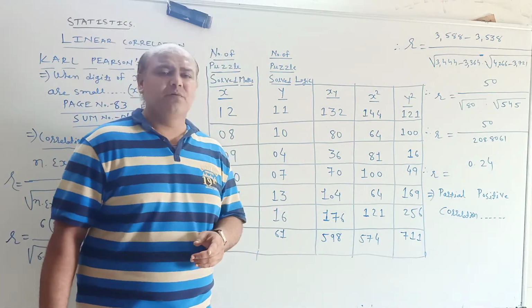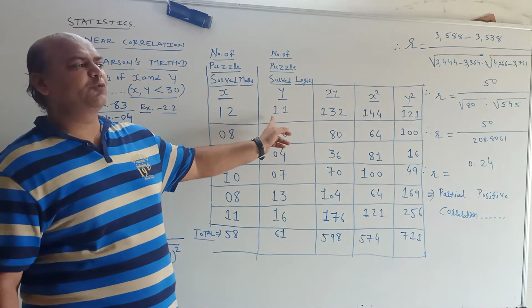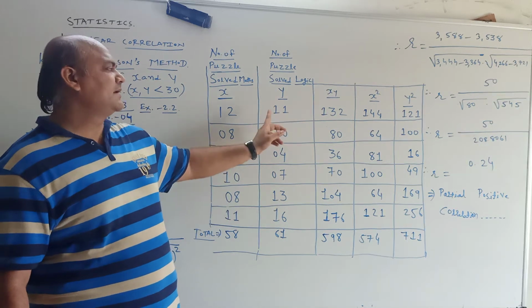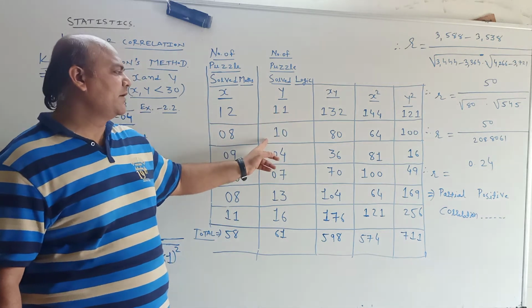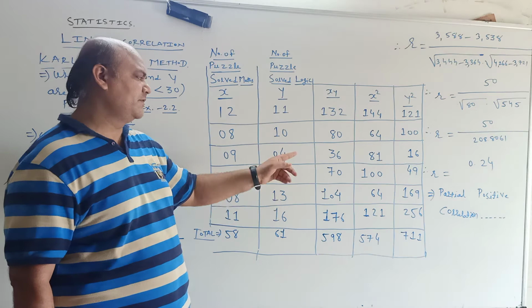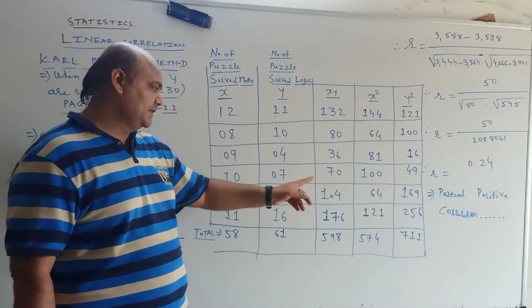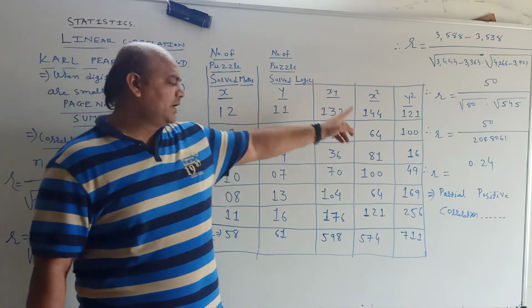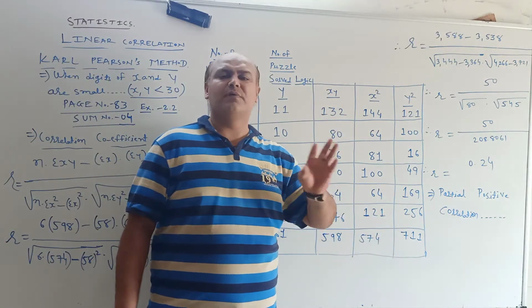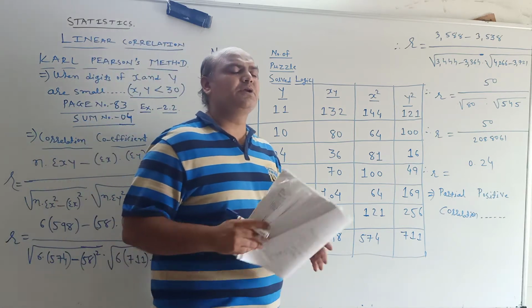And last is the y square column. In the column of y square, we have to do the square of the column of y. That is square of 11, 121, square of 10, 100, square of 4, 16, square of 7, 49, square of 13, 169, square of 16, that is 256. Total is 711.